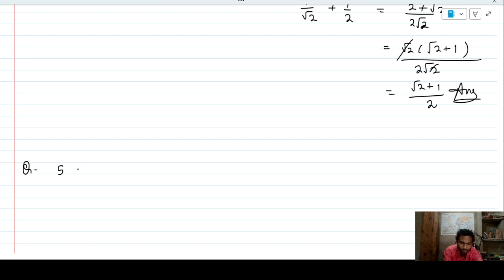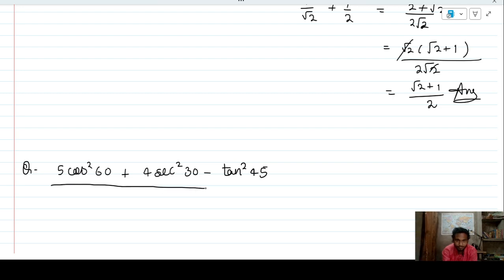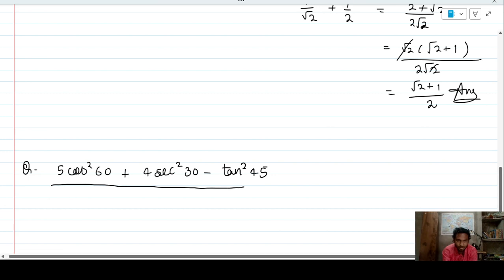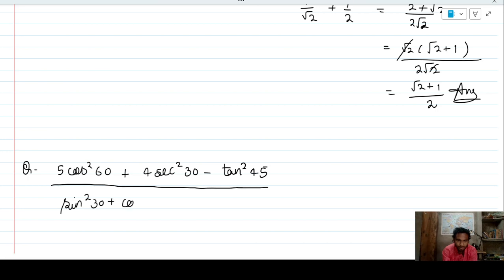5 cos square theta plus 4 sec square 30 minus tan square 45 upon sin square 30 plus cos square.